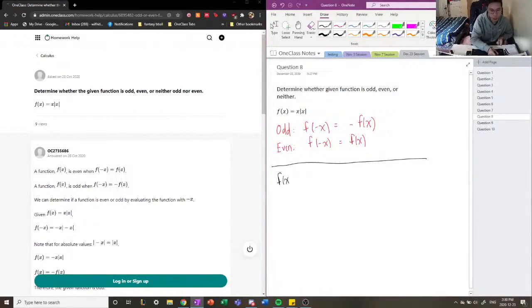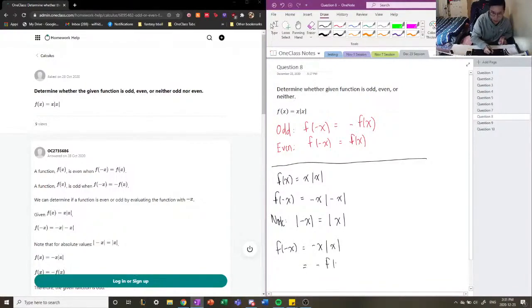Okay, so we have f of x equals x times the absolute value of x. So all we really need to do is just plug in f of negative x and see what we get. We get negative x times the absolute value of negative x. But we need to note that the absolute value of negative x is also equal to the absolute value of x. So because of that, we have f of negative x equal to negative x times the absolute value of x, and that's equal to negative f of x.